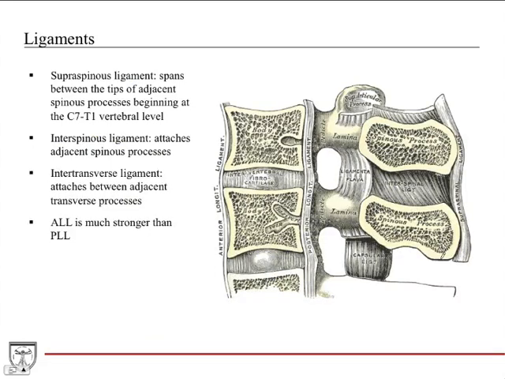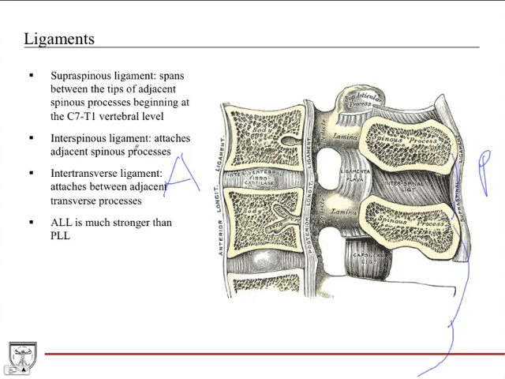Now, these are some quick ligaments. We've got a bunch here on one page, and we're just going to run through these real quick. We'll start out here with the supraspinous ligament. Again, this is your posterior view, posterior, anterior. This is a sagittal view. The supraspinous ligament spans between the tips of adjacent spinous processes, beginning at the C7, T1 vertebral levels, that junction between the cervical and thoracic spine. As you can see here, it's jumping from spinous process to spinous process.